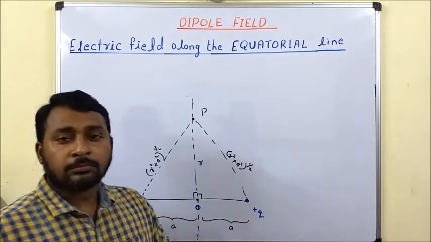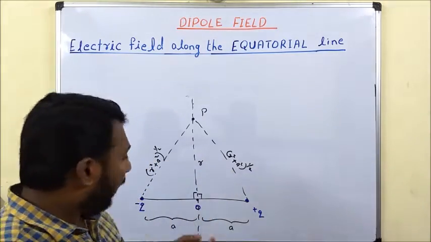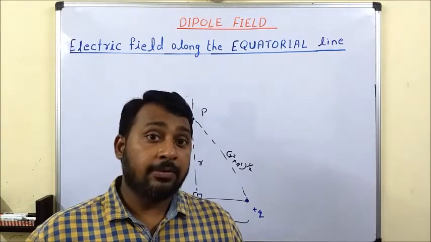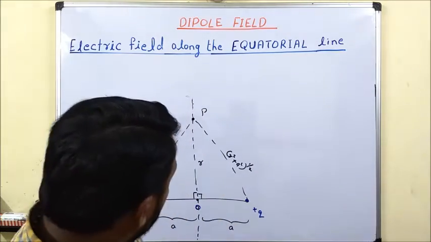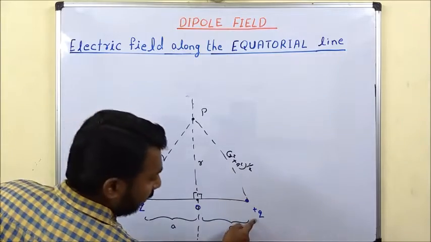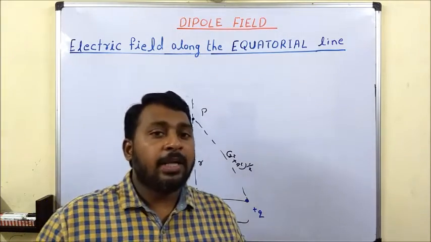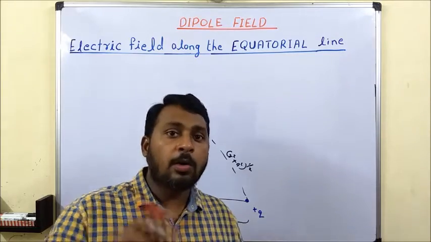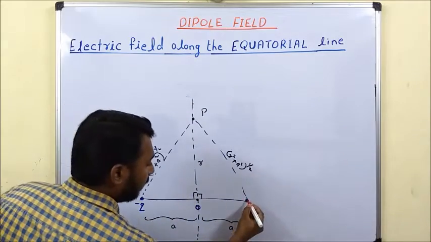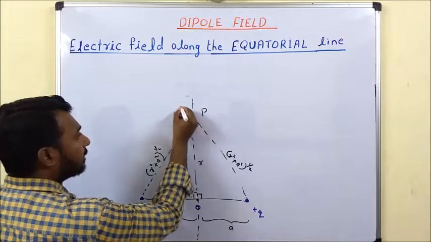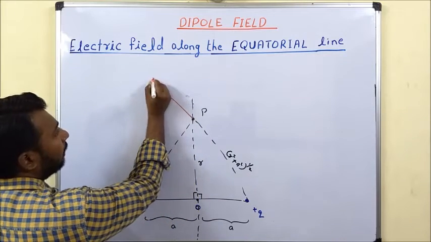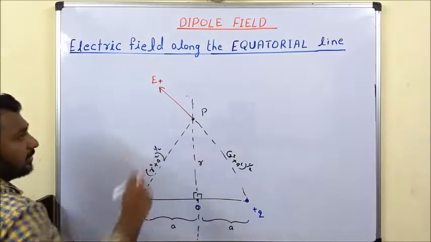Now at this point P, there will be an electric field due to both minus Q and plus Q, and the vector sum will give you the net electric field. So now let's consider the electric field due to plus Q. You know, it's a positive point charge, so the electric field will be directed from the charge towards infinity. So the electric field will be along this direction. So this will be the direction of E plus.